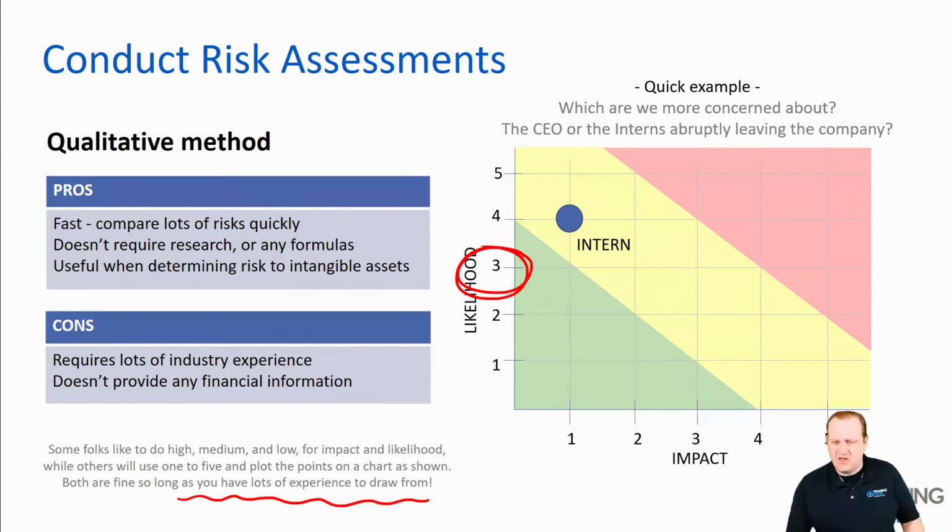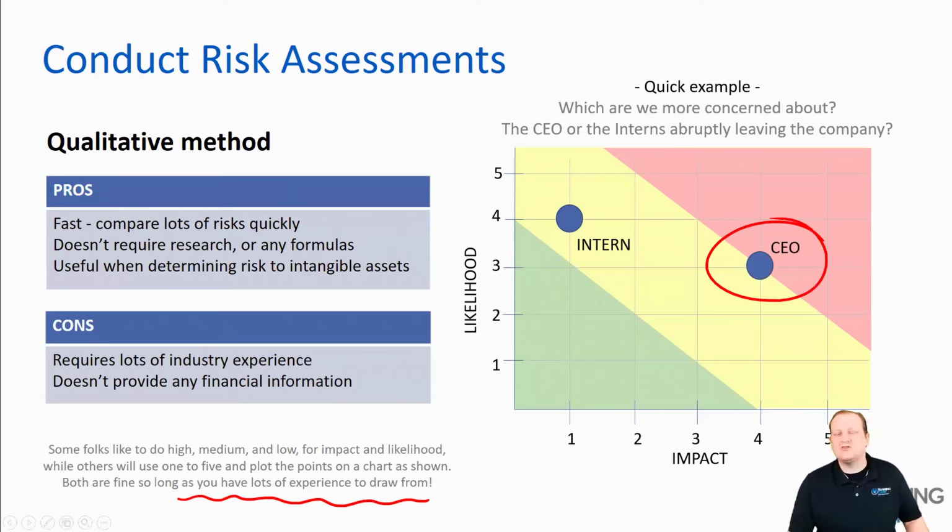We all agree that the CEO does have a lot of intimate knowledge about the business and is pretty integral to the business's function. So maybe we say it's a 4. We plot the point. There's the CEO. Well, go back to the question. Which are we more concerned with? The CEO or the intern abruptly leaving the company? Apparently the answer is CEO. And boy, oh boy, it looks like we're touching that red area. That seems like we need to start putting a plan together now about what to do about this.